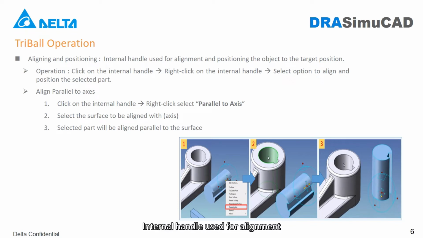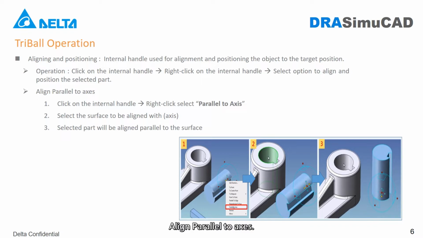Aligning and positioning, internal handle used for alignment and positioning the object to the target position. Operation steps as follow. Step 1. Click on the internal handle. Step 2. Right-click on the internal handle. Step 3. Select option to align and position the selected part.